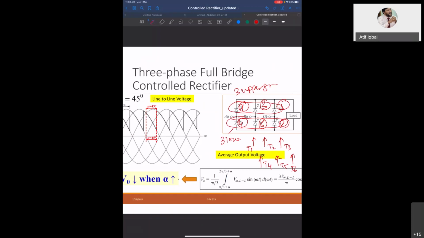Now, how many thyristors are there? There are 6 thyristors. And what is the total angle in one cycle? 360 degree. So how many degrees will one thyristor operate? 360 by 6, that means 60 degree. So one thyristor will operate for 60 degree. Then 60 degree, 60 degree, 60, 60, 60. So the 6 thyristors will operate in 360 degree. Do you understand this point?